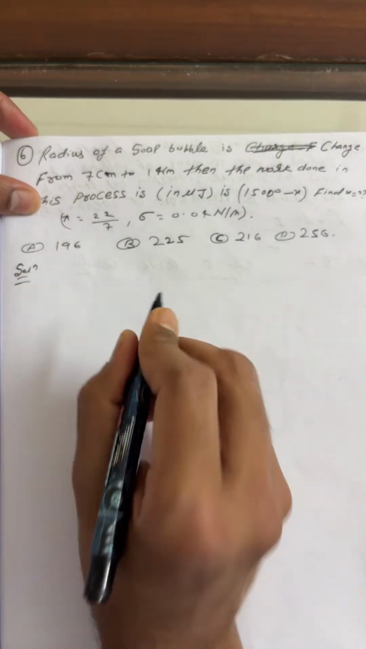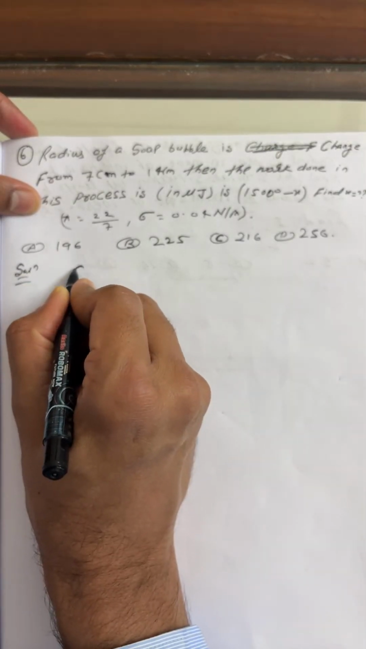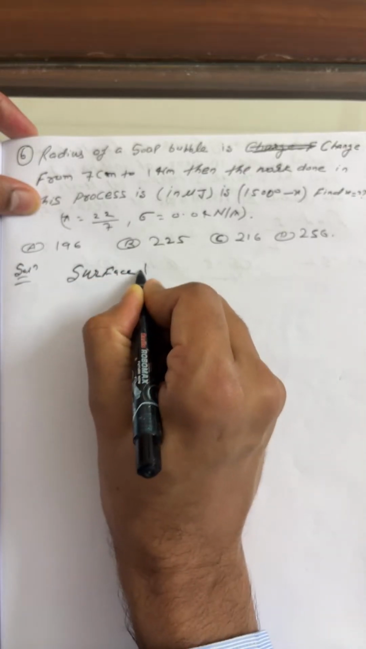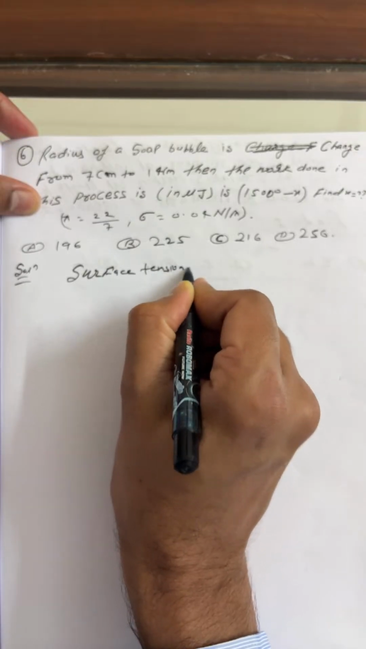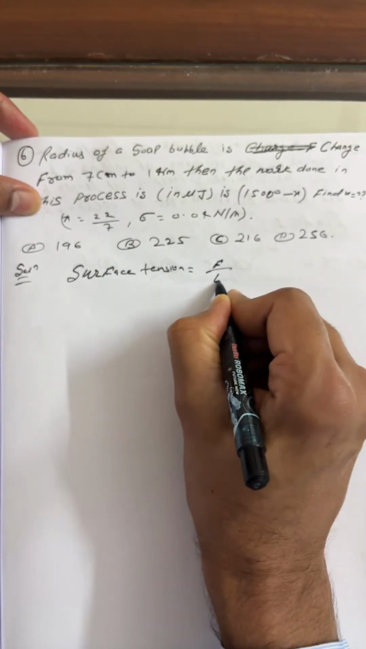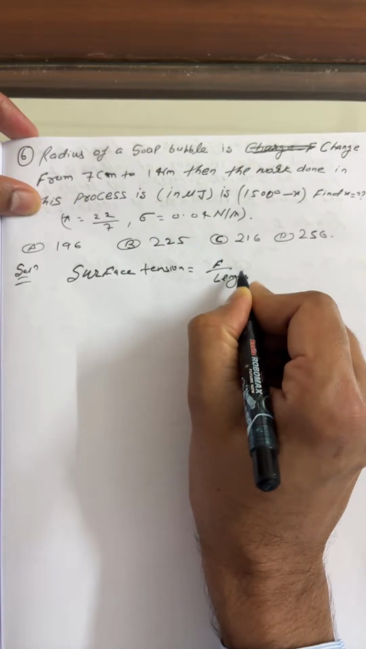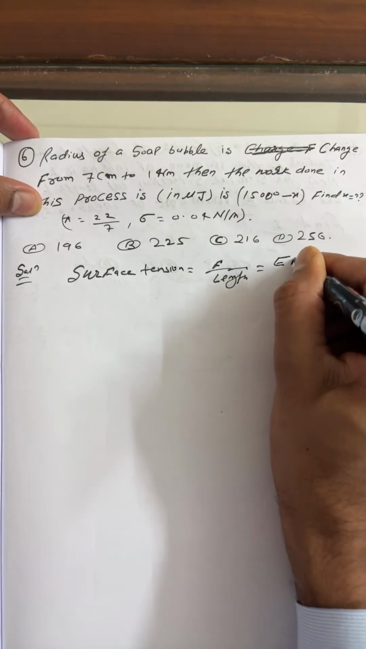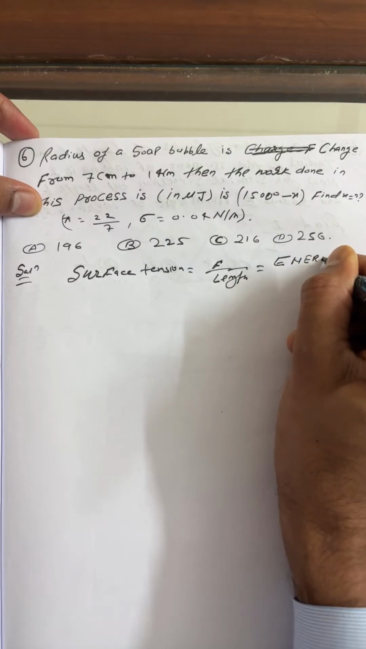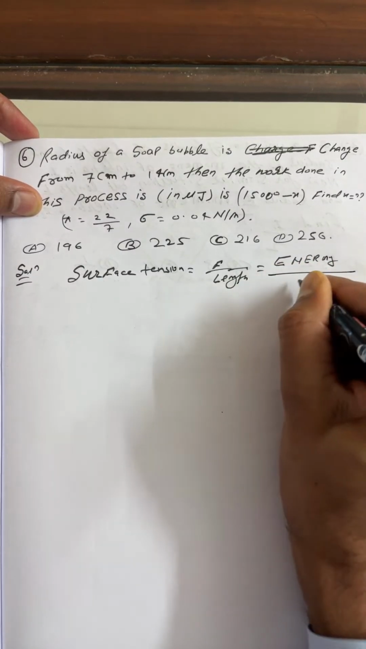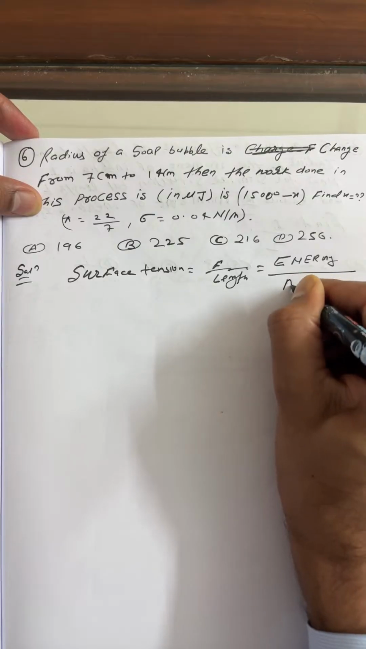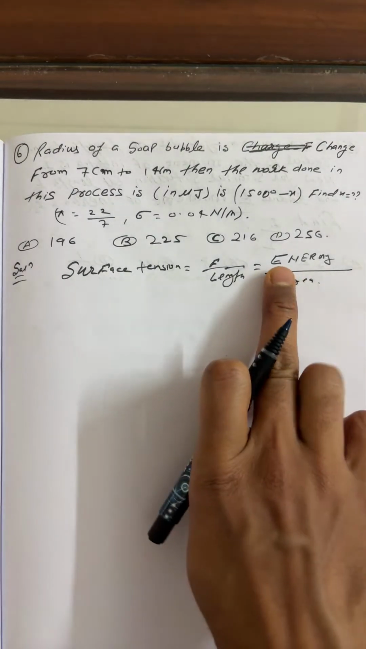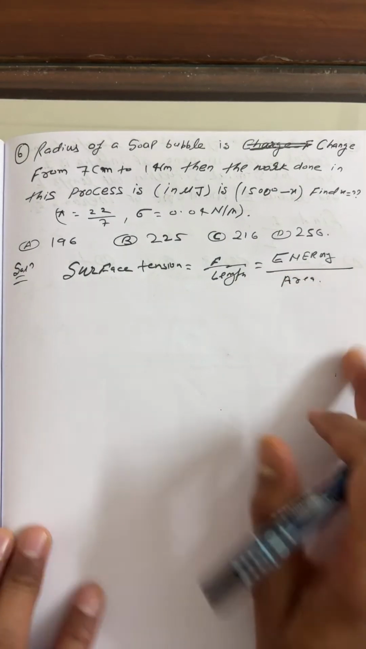Have a look. I hope all of you remember surface tension. Student, surface tension you can write as force per unit length, or you can say this is surface energy, or energy per unit area. Simple. Student, I'll use this principle, my dear.